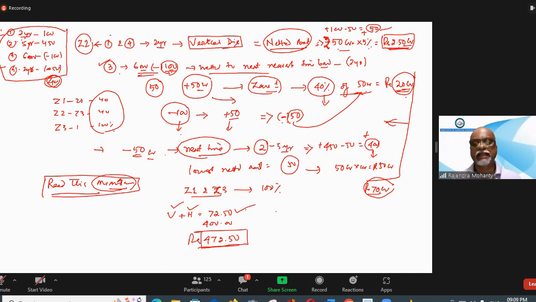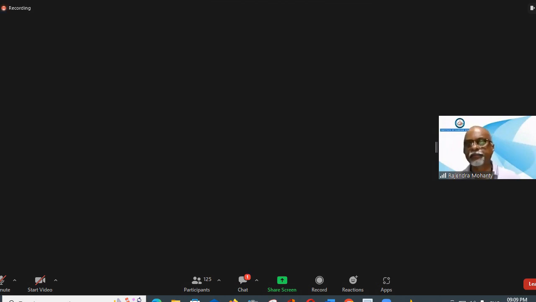Basically, the capital for general market risk is the first thing: the algebraic sum of the general market risk, what is given in the question, plus the vertical disallowance, how much capital is required, plus the horizontal disallowance, how much capital is required. So this is the formula.